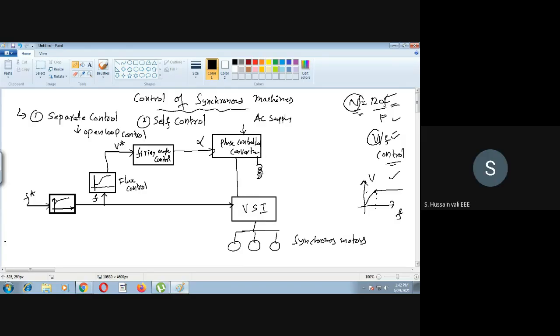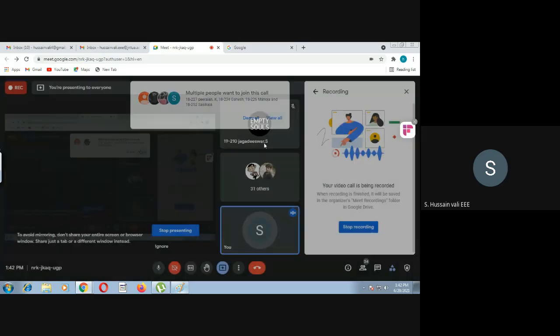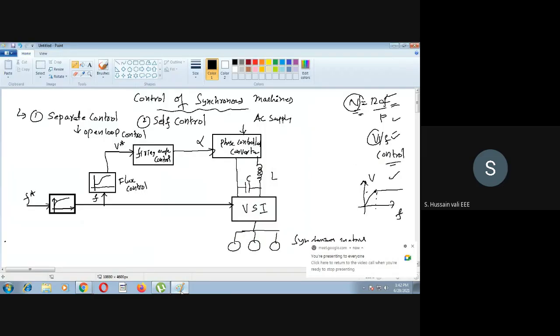Okay. Now here, what do you find? This is L. This is C. So separate control, in the sense, we can call it open loop control. Why we call it open loop control is that we are not taking any kind of feedback anywhere. You see this. Directly we set a reference value, manually.